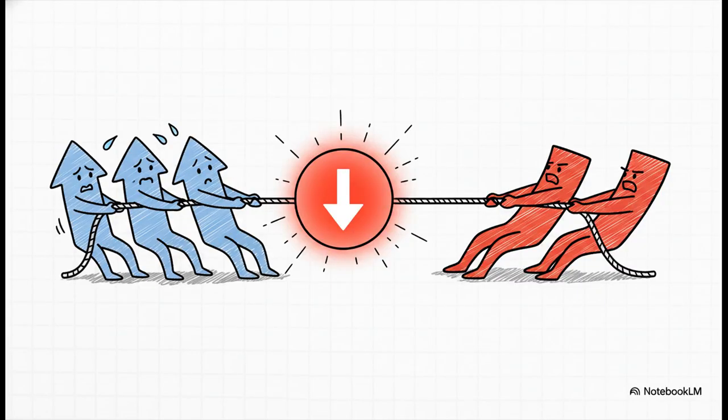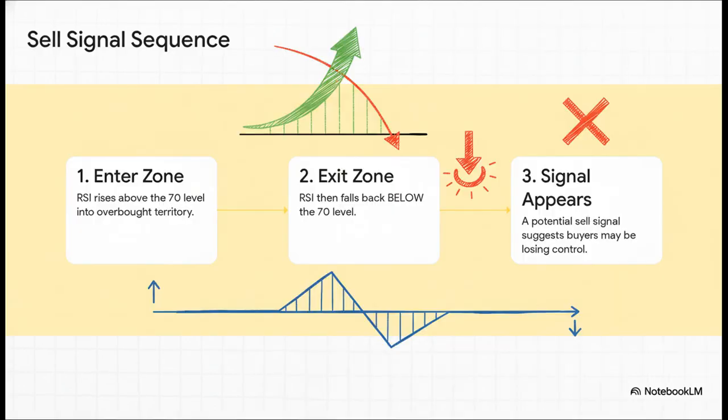And as you've probably guessed, the sell signal works in the exact opposite way. It's designed to catch that moment when all that strong buying momentum starts to fizzle out. It's a mirror image. First, the RSI pushes up above 70, showing all that intense buying pressure. But again, the trigger, the actual signal, happens when it then falls back below that 70 line. That drop is the potential sign that the buyers are tapped out and momentum could be shifting downward.